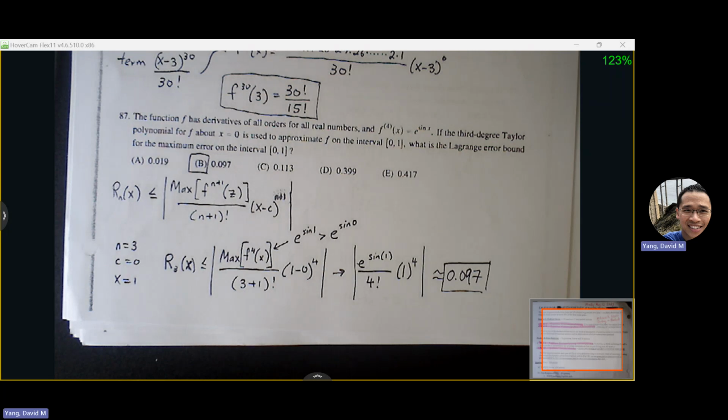I think you just plug in one for each of those. Because what if the max value of sin of x equals 1?